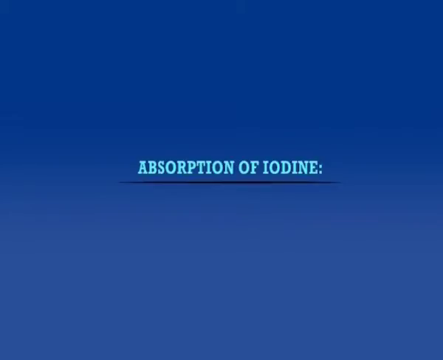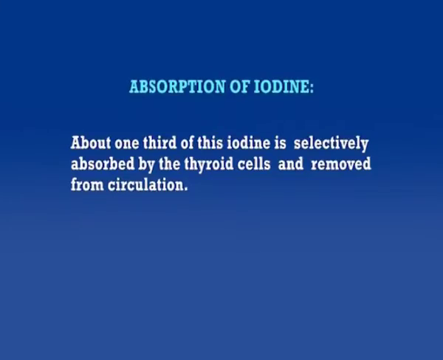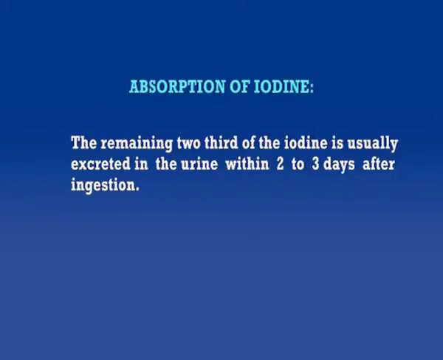Absorption of iodine. Dietary iodine is absorbed in the small intestine in the form of iodides. These are loosely bound with proteins and carried by the blood to the thyroid gland. About 1/3 of this iodine is selectively absorbed by the thyroid cells and removed from circulation. The remaining 2/3 of the iodine is usually excreted in the urine within 2 to 3 days after ingestion. A pituitary hormone, thyroid-stimulating hormone, stimulates the uptake of iodine by the thyroid cells.